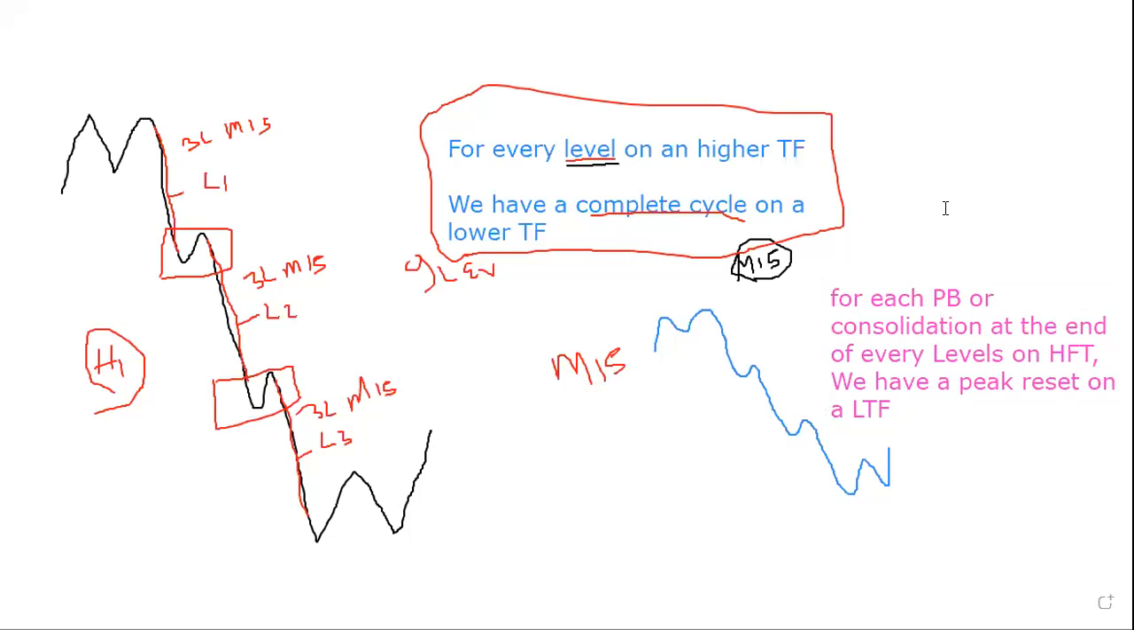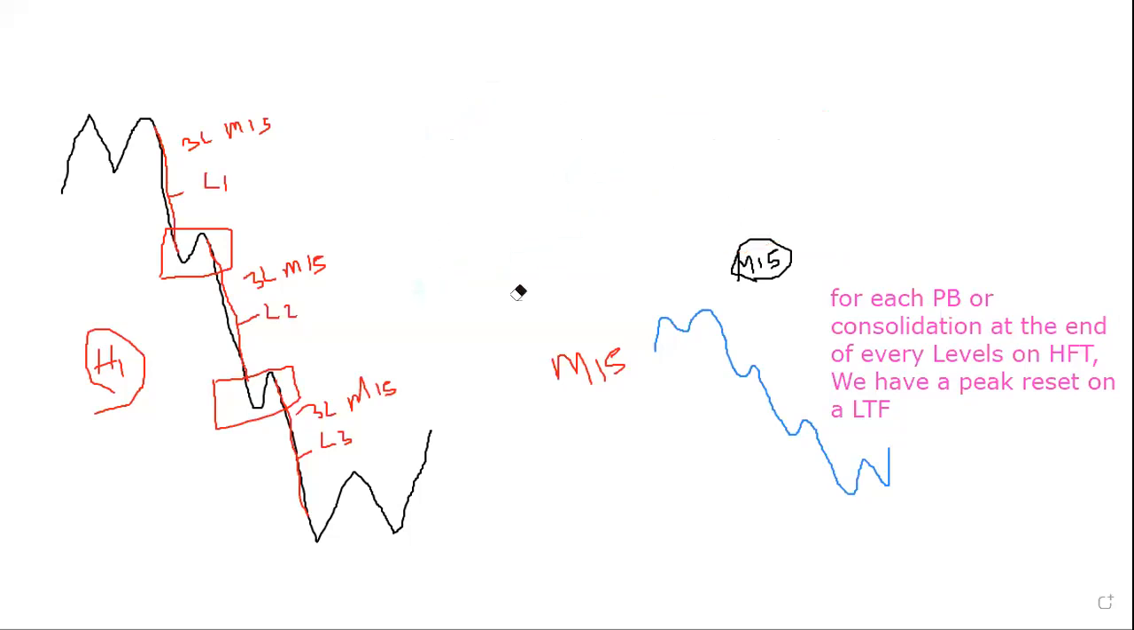Now, for every level on higher time frame, for every consolidation or pullback on higher time frame, we have something we call peak reset on lower time frame. Should I now explain? Have you heard of peak reset before? Hello? Are we still together? Okay. Let me show you what peak reset is. Or do you know what peak reset is? So we won't waste time. Just help us define it briefly, so we can talk about it.